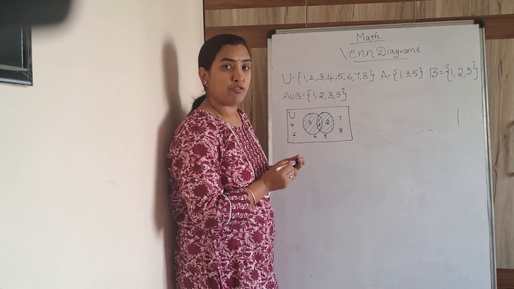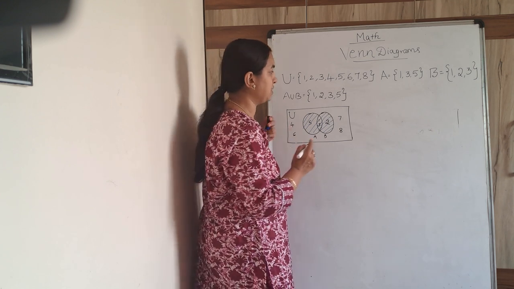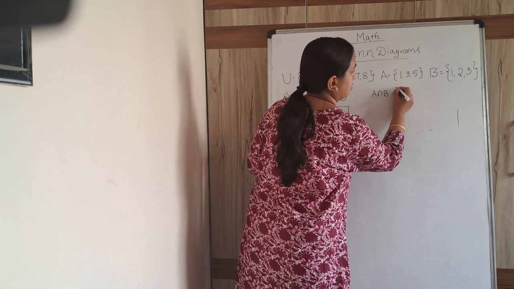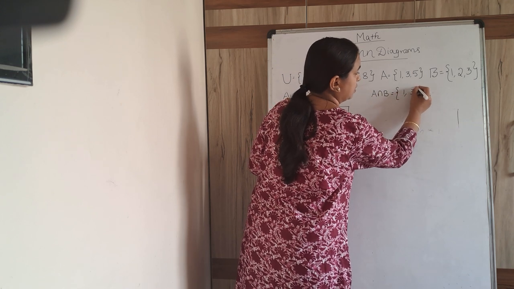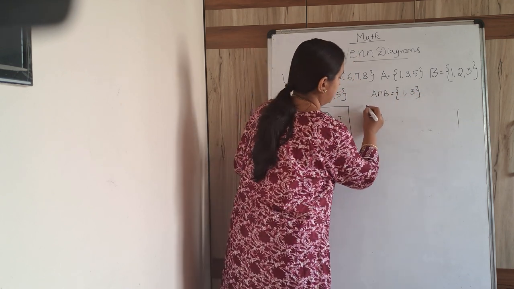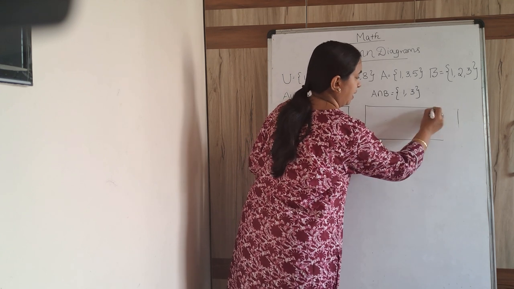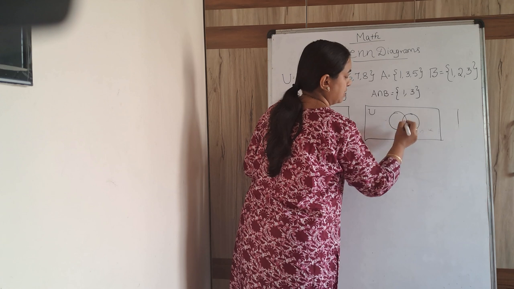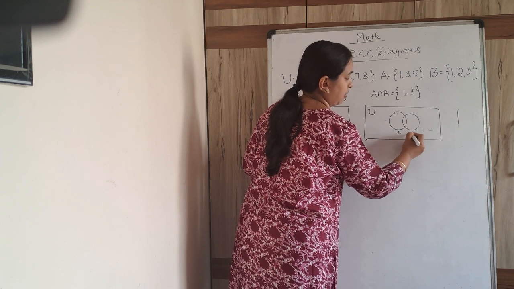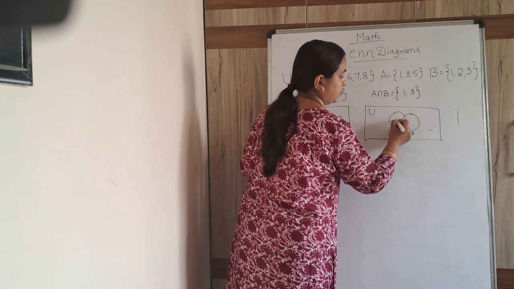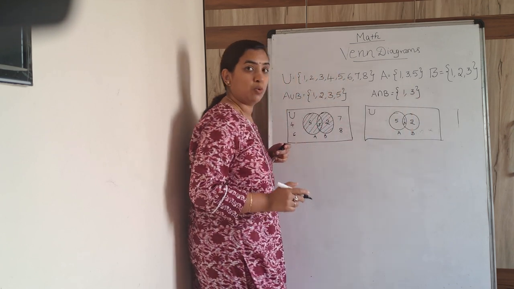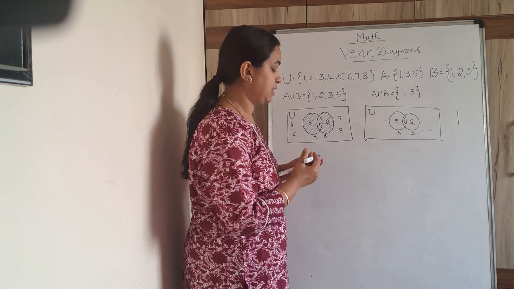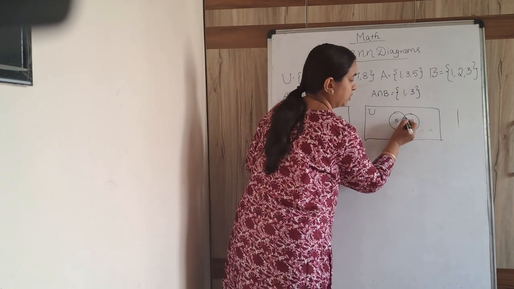Next, in order to find the intersection of the two sets, you need to write down the common elements in both the sets. In order to represent it as a Venn diagram, we need to draw a rectangle U and write down the sets A and B. While representing the intersection, you need to shade only this part which is common to both the sets.